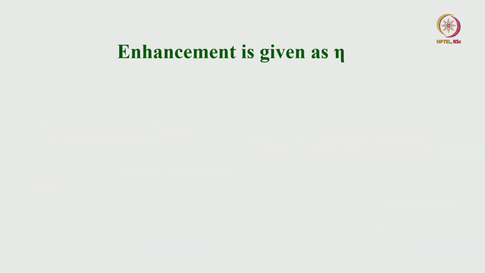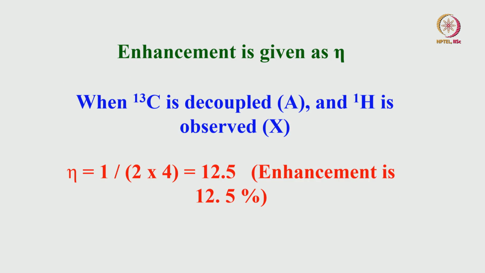All right. Instead of that, if I observe proton, what will happen? We will see that. Of course, the enhancement is given on the proton when 13C is decoupled. Remember, now it is reversed. In the previous example, I observed carbon 13 and decoupled proton, but here I am doing the reverse. I am decoupling carbon 13 and observing proton.